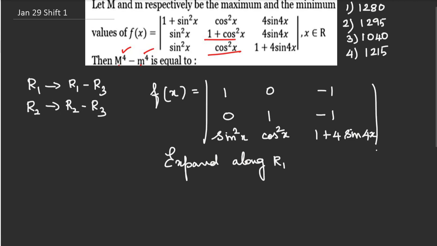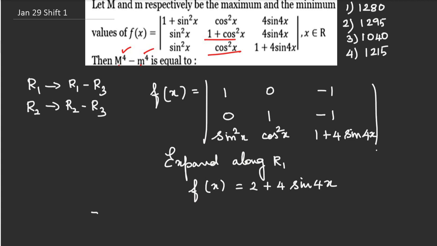Expanding along R1, we get 1 into (1 plus 4 sin 4x minus cos square x). Then 0 minus of 1 into minus sin square x. So simplifying, we get f of x is equal to 2 plus 4 sin 4x. We get f of x here.